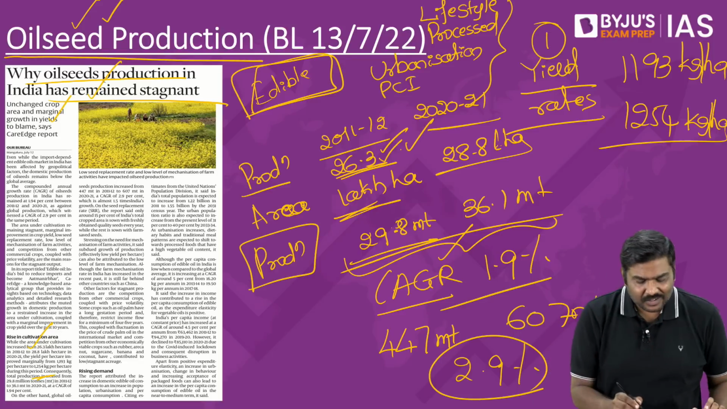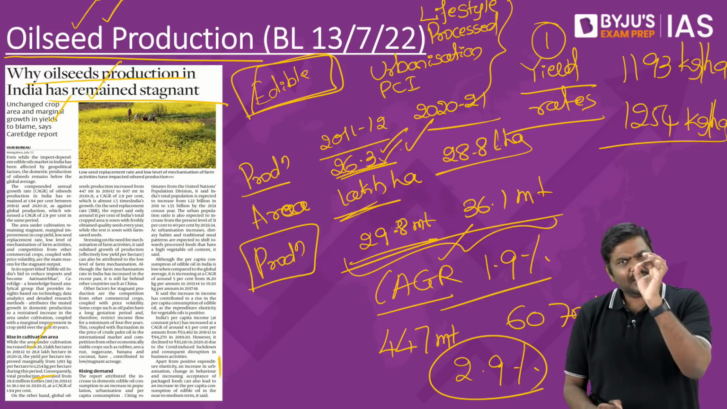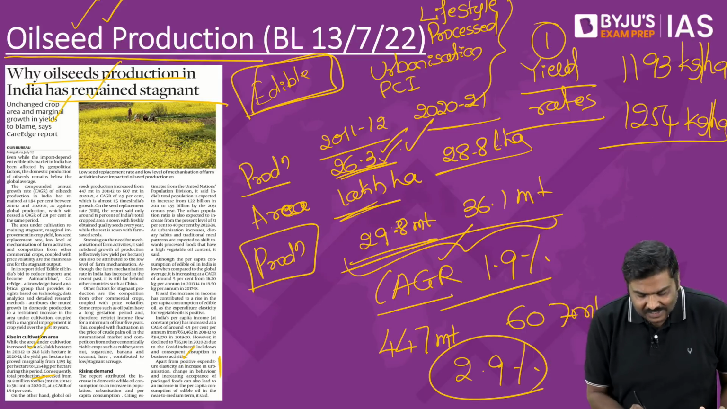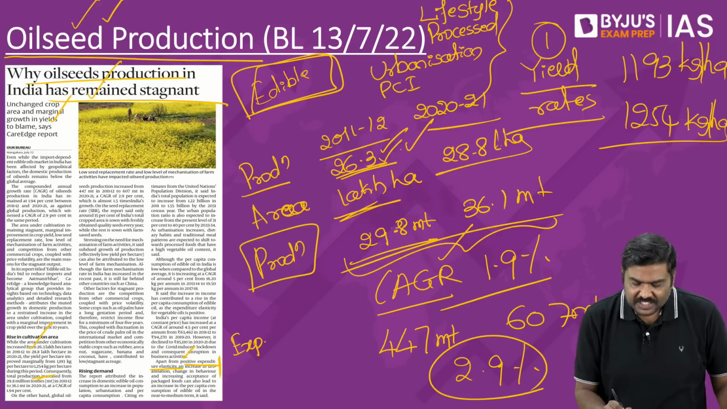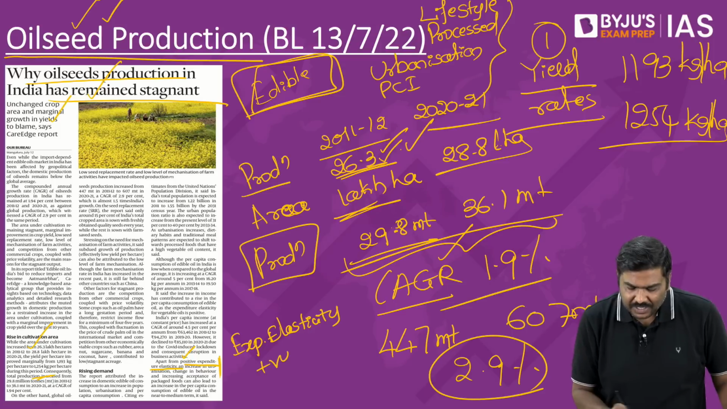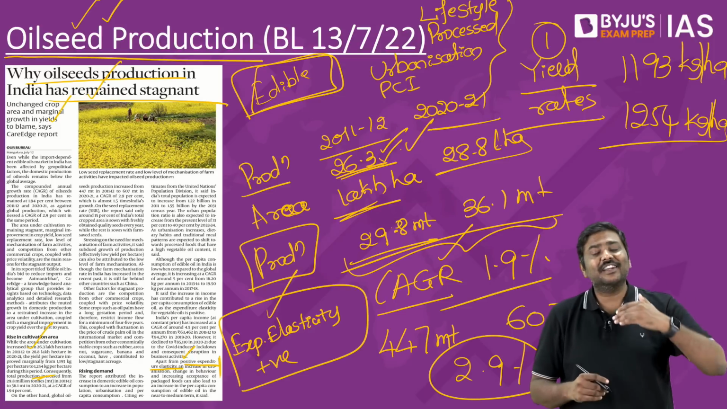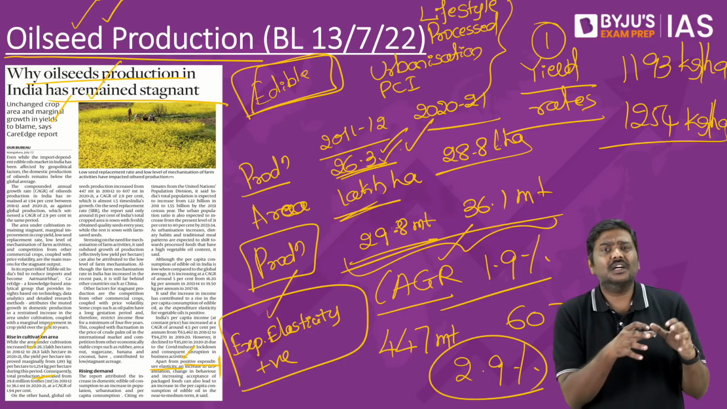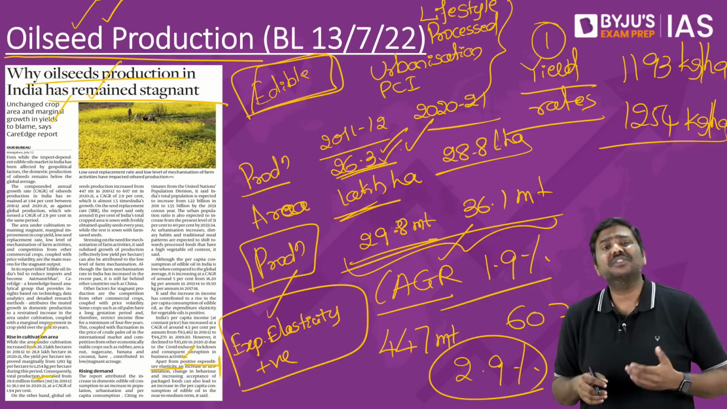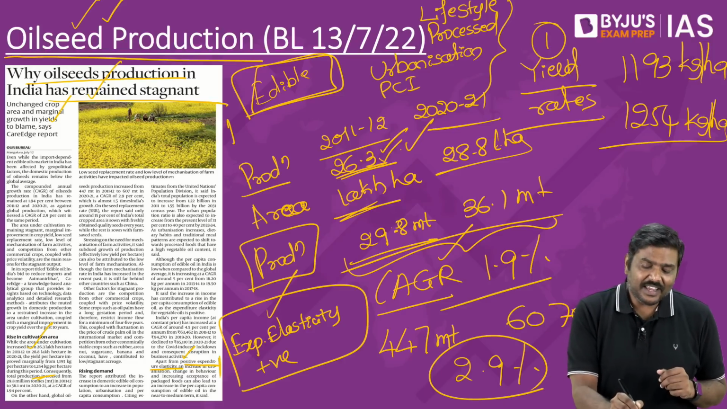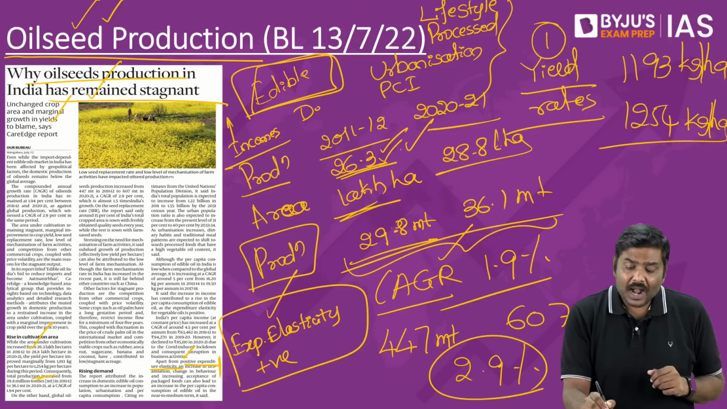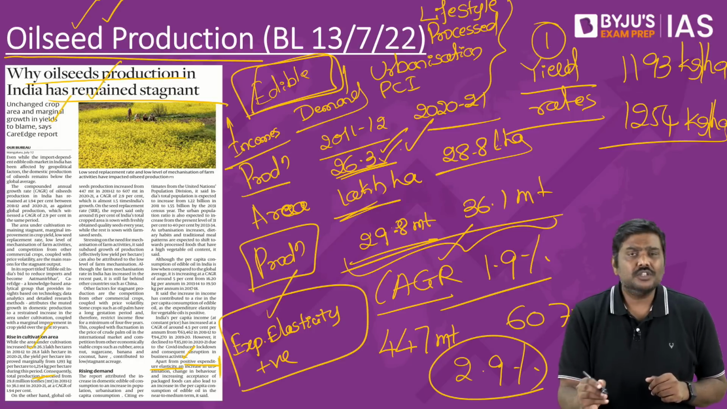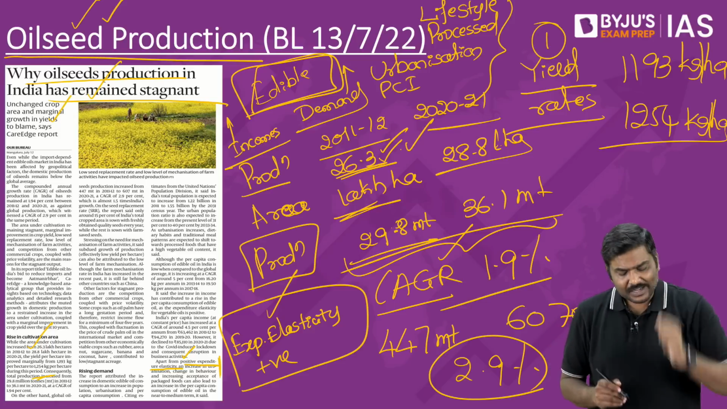In fact, there is one very interesting statement. Have a look at this. The article says that the expenditure elasticity of demand for vegetable oils is positive. I repeat, the expenditure elasticity of demand for edible oils has remained positive. What is the meaning of this? With the rising incomes of the people, with the rising incomes in the economy, the demand for vegetable or edible oils also has increased.